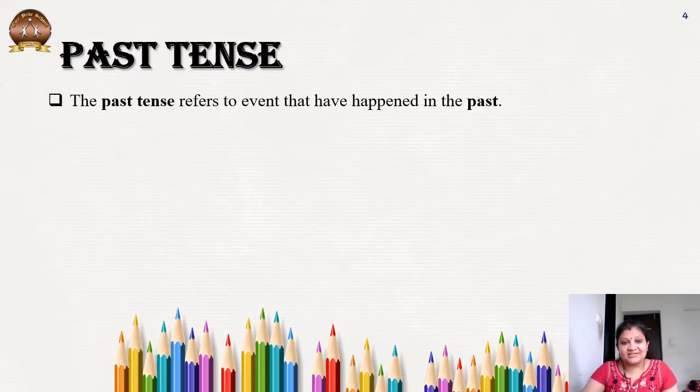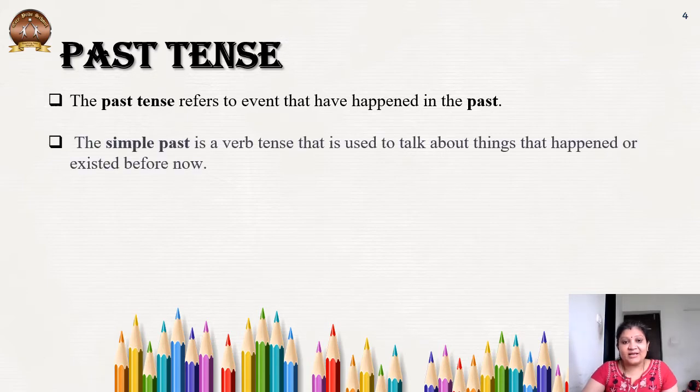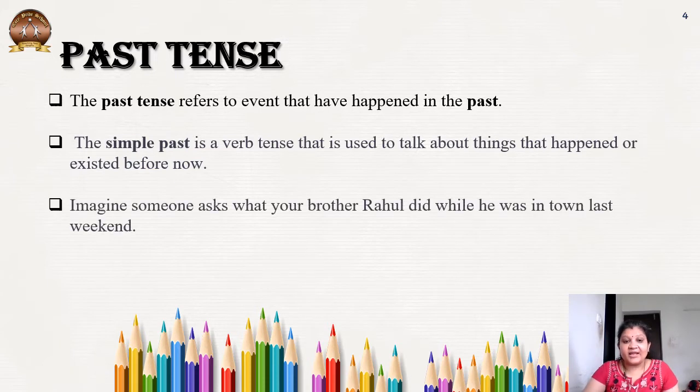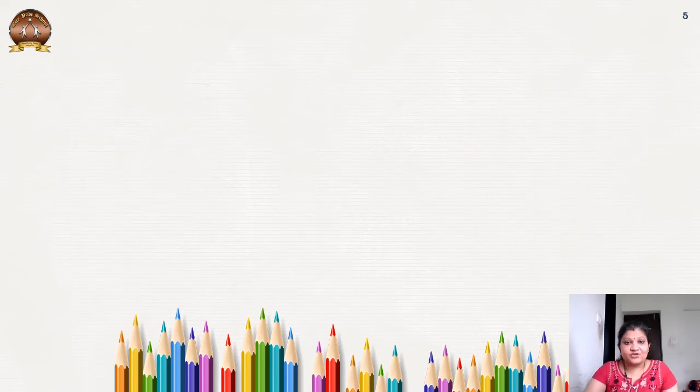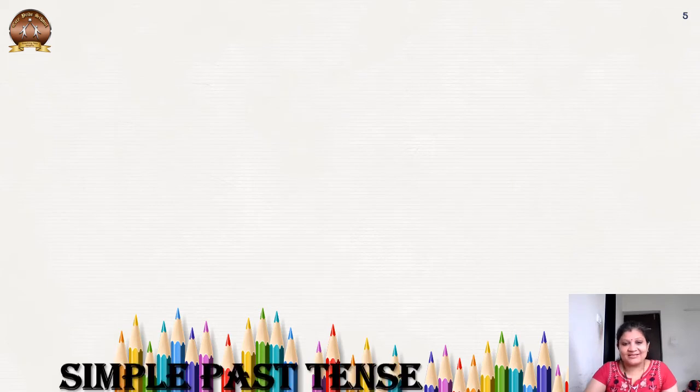Now past tense refers to the events that have happened in the past, and the simple past is a verb tense that is used to talk about things that happened or existed before now. Okay, now imagine someone asks you what your brother Rahul did while he was in town last weekend. So you will say Rahul entered a bodybuilding event. He won the silver medal. So you will refer to it as a past event.